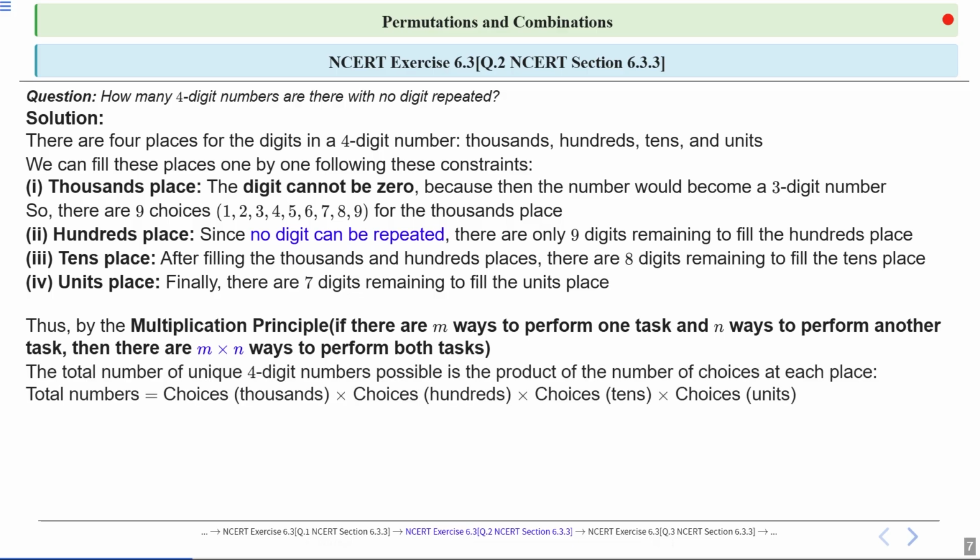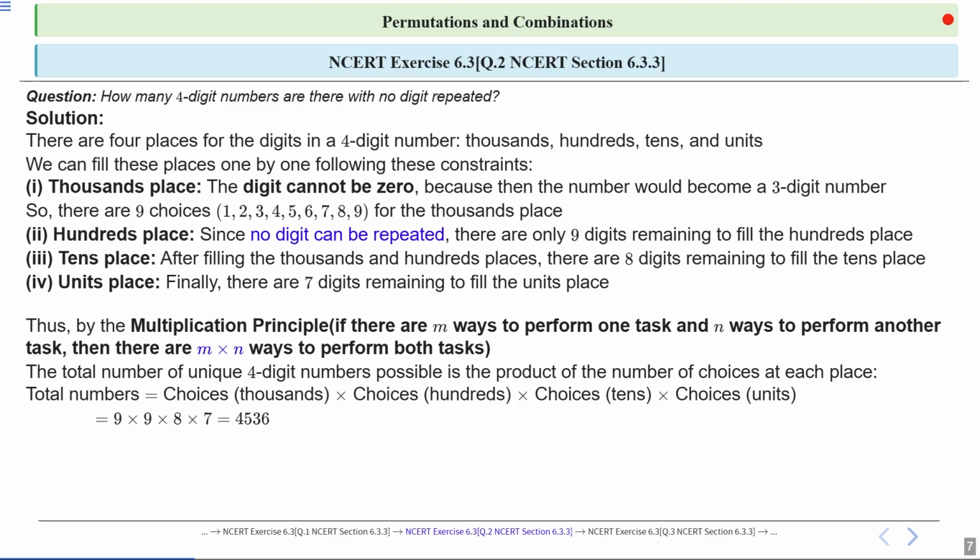Using the multiplication principle, we calculate the total number of 4-digit numbers by multiplying the number of choices for each place: thousands, hundreds, tens and unit places. Then we will get the total number of 4-digit numbers without any digit repeated.